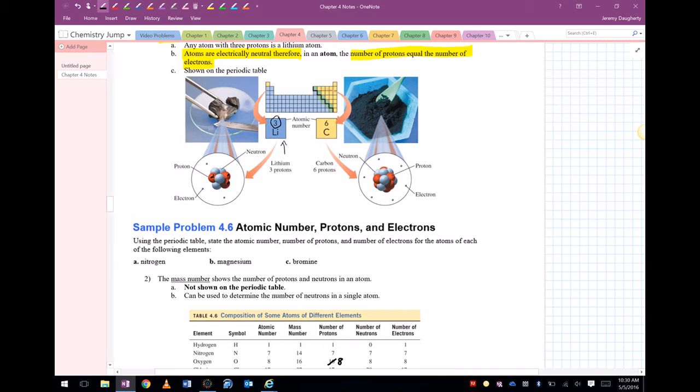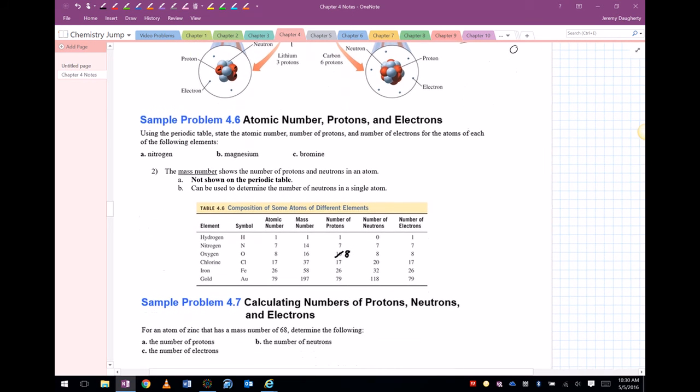As soon as we change the number of protons, we become a different element. So here's carbon with 6 protons. So if we add 3 protons to lithium, it becomes carbon. Now, again, since an atom is electrically neutral, if we have 6 protons, which is 6 pluses, we will have to have 6 electrons, which is 6 minuses. Right? So that's neutral. So the number of protons is always going to equal the number of electrons in an atom, because atoms are neutral.